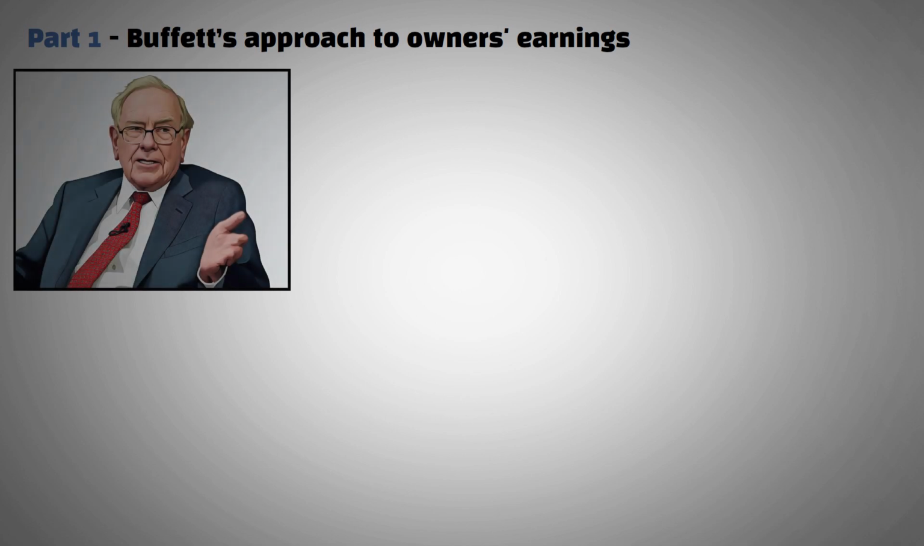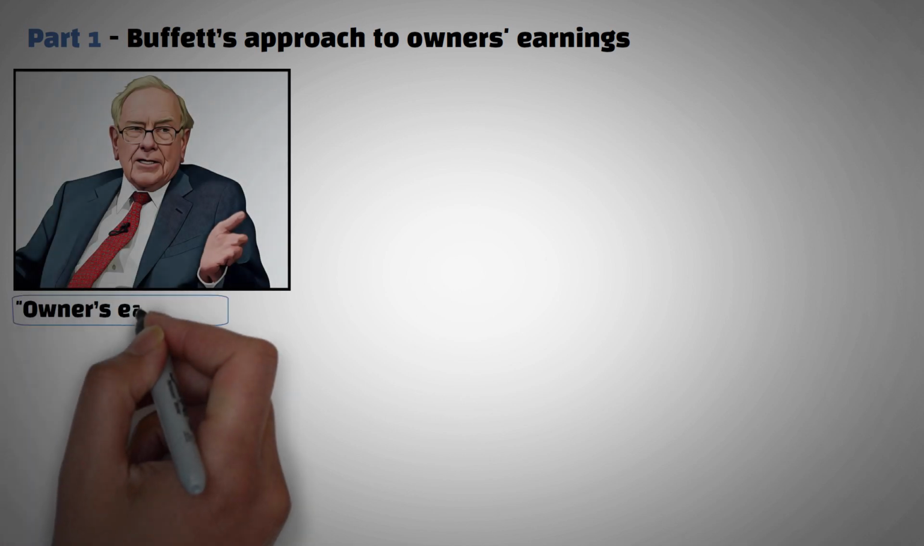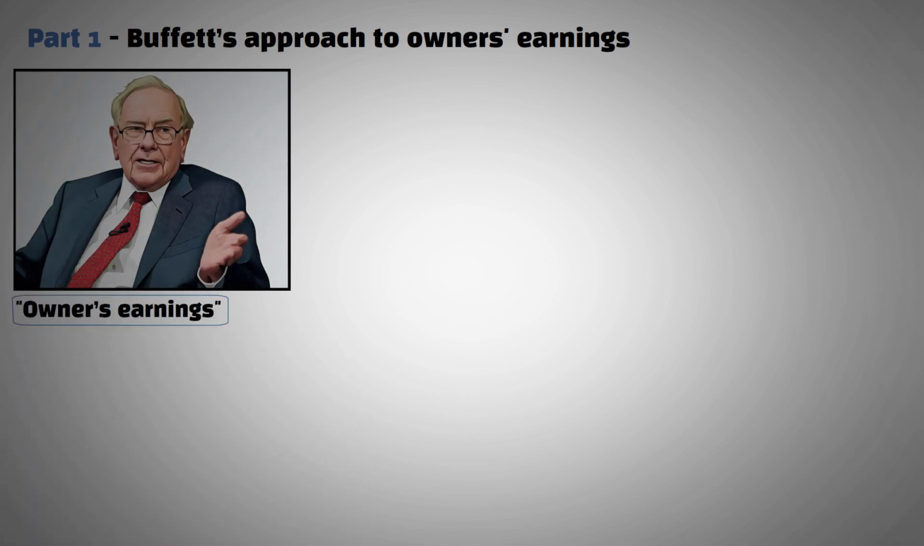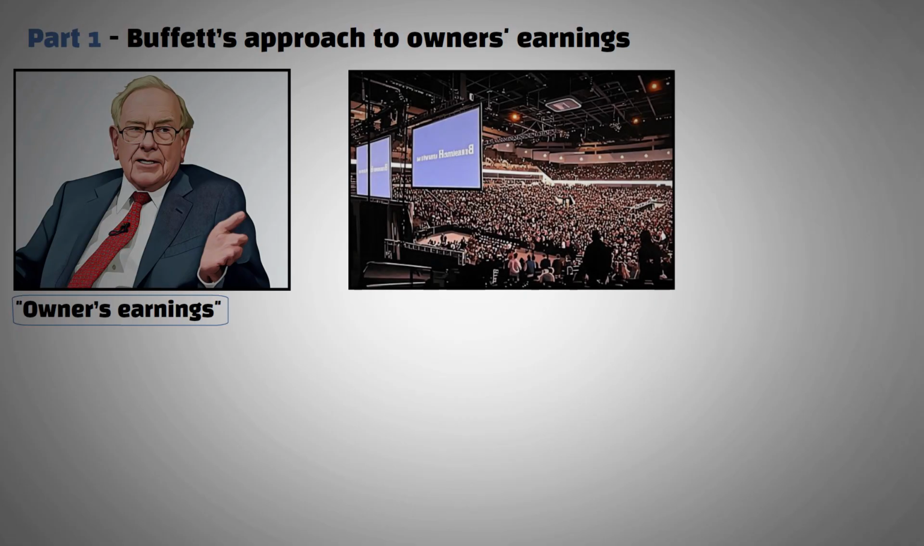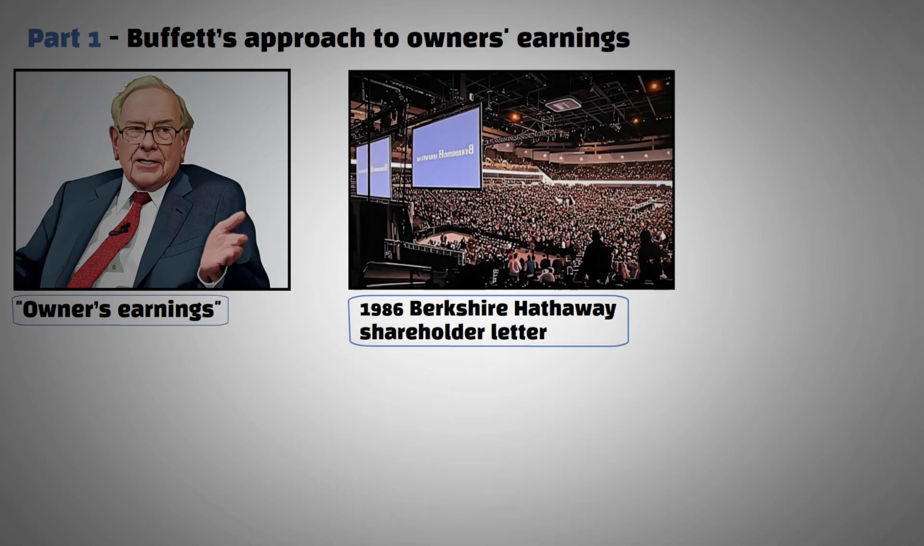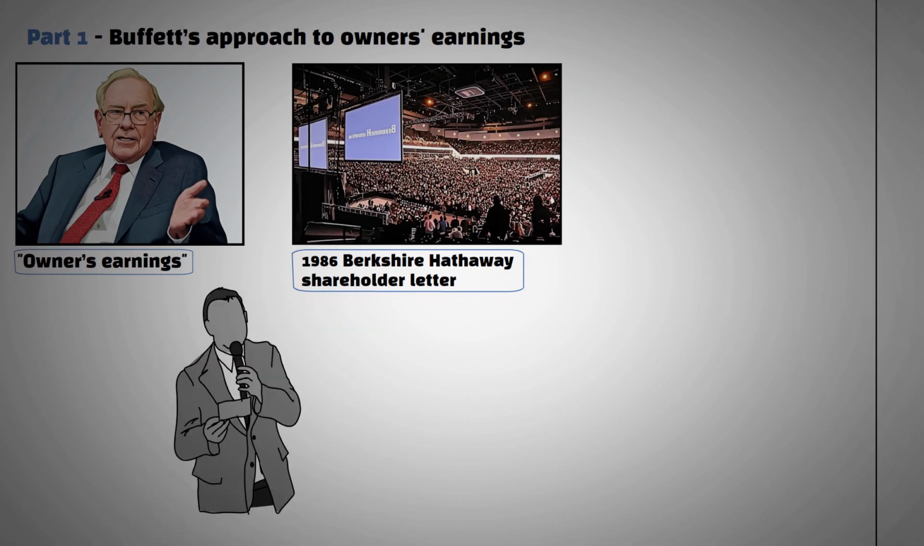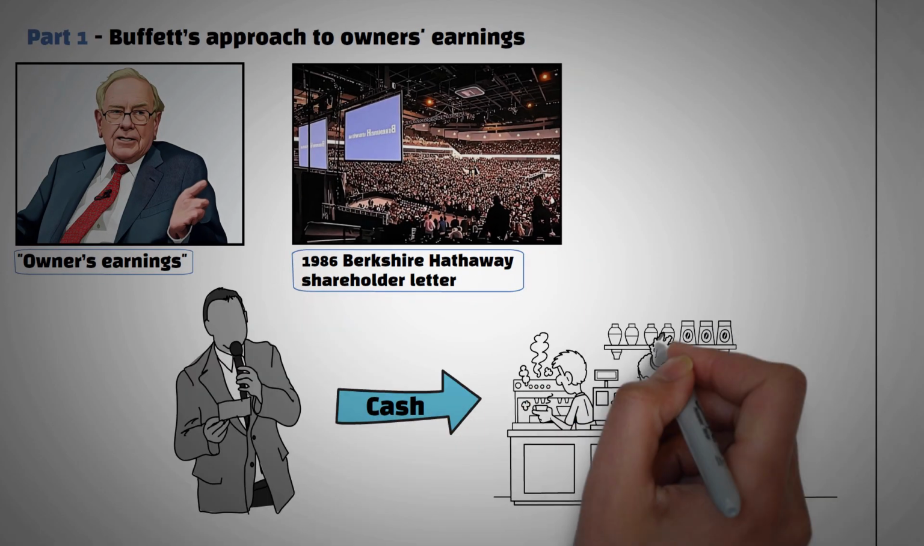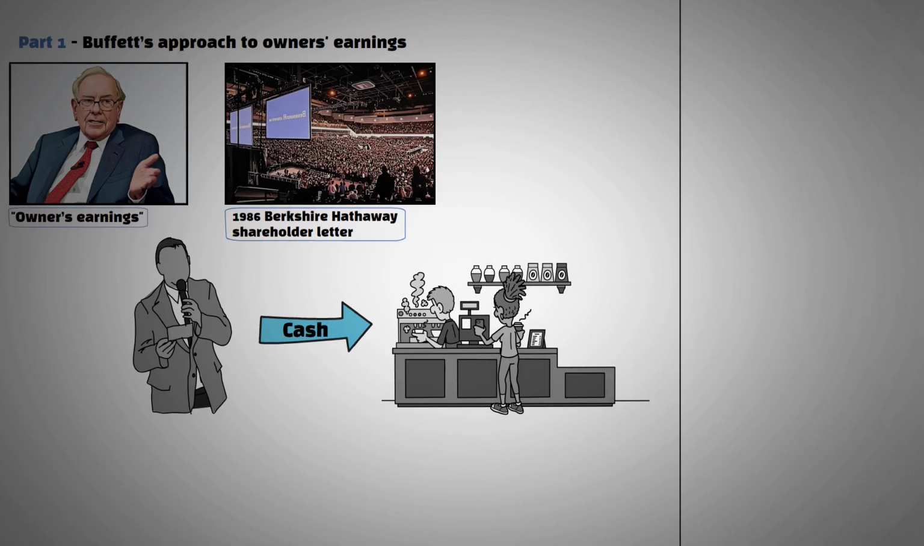Warren Buffett popularized the term owner's earnings, which shows how much a business is earning for shareholders. He explained owner earnings in his 1986 Berkshire Hathaway shareholder letter, where he introduced the concept as a way to estimate the cash that truly belongs to a business's owners. So, what exactly are the owner's earnings?